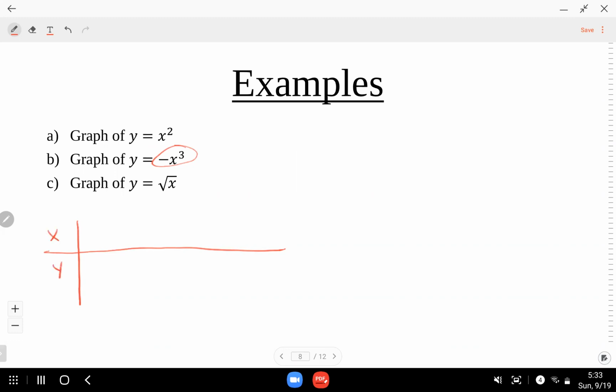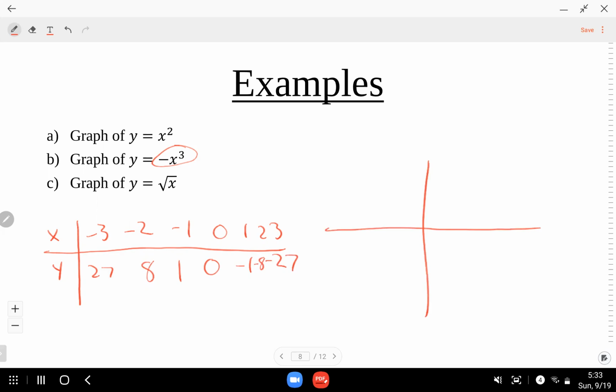Okay. Let's create our chart. So -3, -2, -1, 0, 1, 2, 3. All right. So if you take the negative of the cube of all these, you get 27, 8, 1, 0, -1, -8, -27. You see, it's kind of like a squiggly line in this one, right? You plot the points, it kind of looks like this, right?